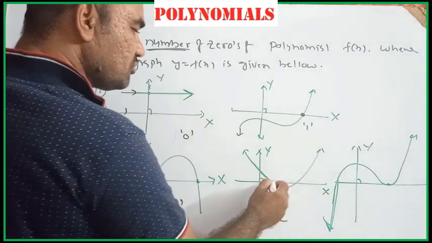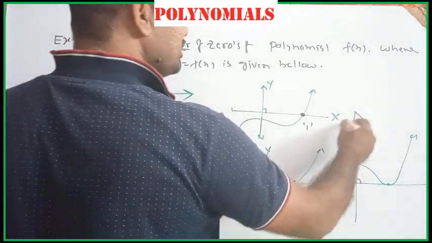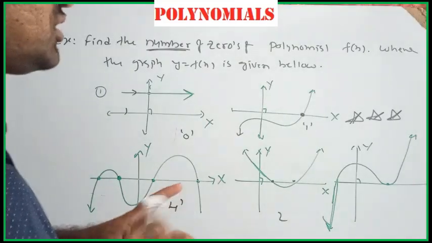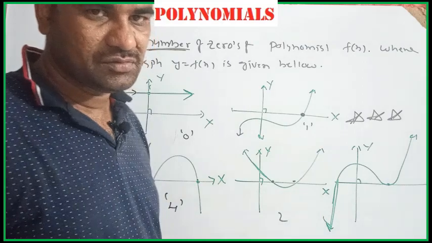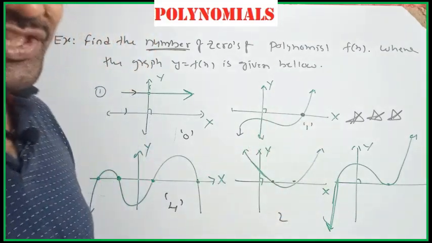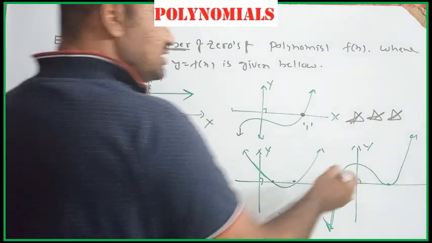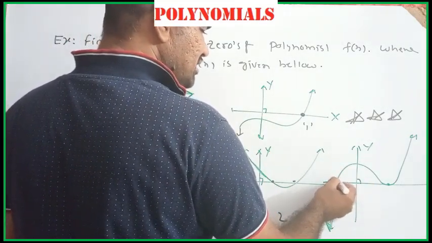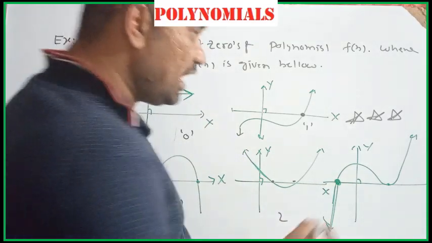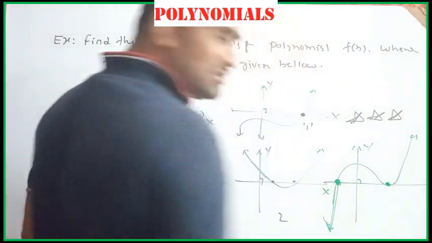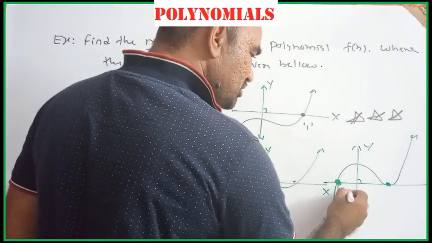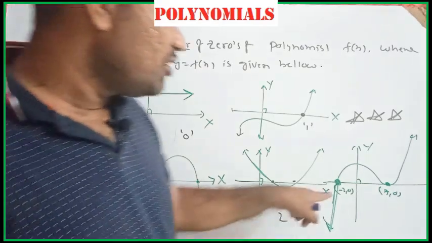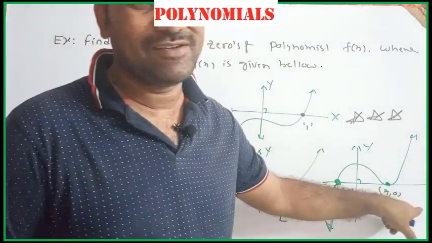Here 2 real zeros. This is an important example. Most of the students say that there are 2 zeros, but that's wrong. 3 real zeros. Observe here: this curve intersects the x-axis at this point and touches the x-axis at another point. For example, this point is minus 2 comma 0 and this is 7 comma 0. Actually the zeros are minus 2, 7 and 7.